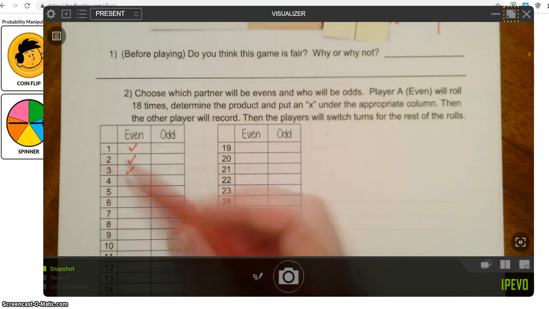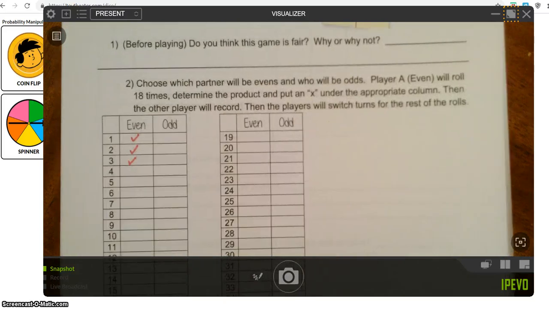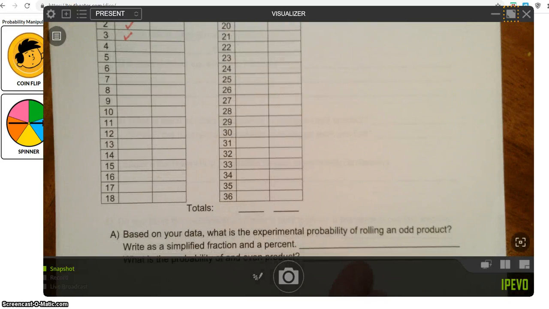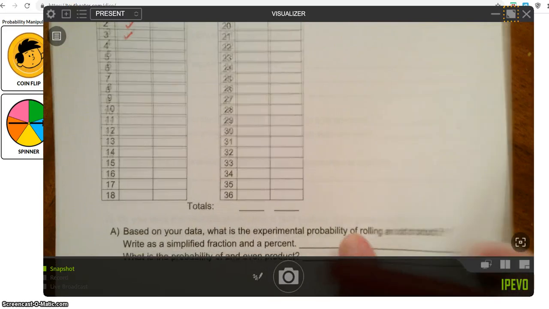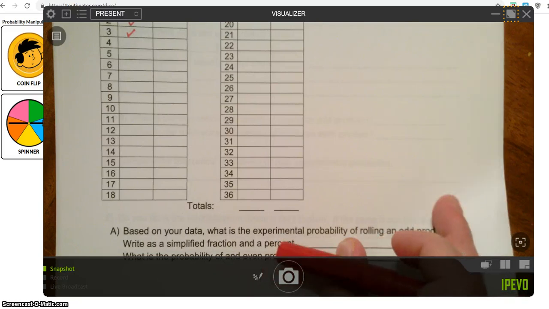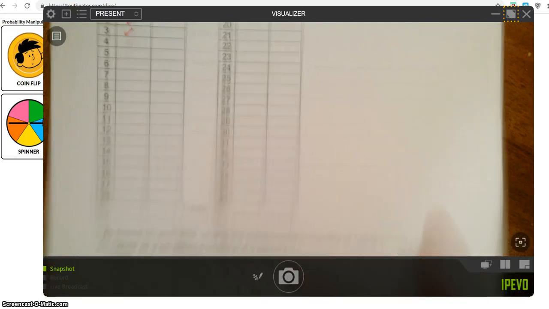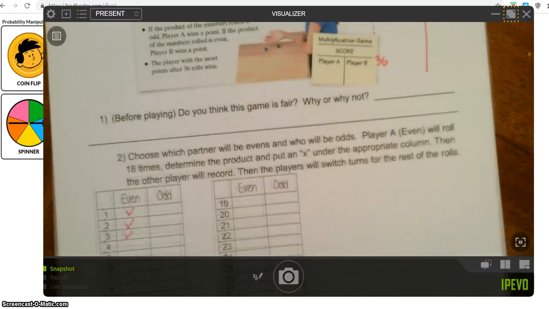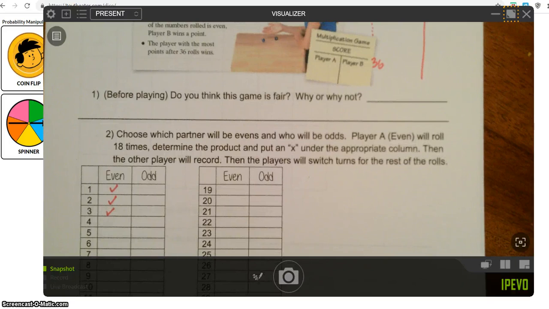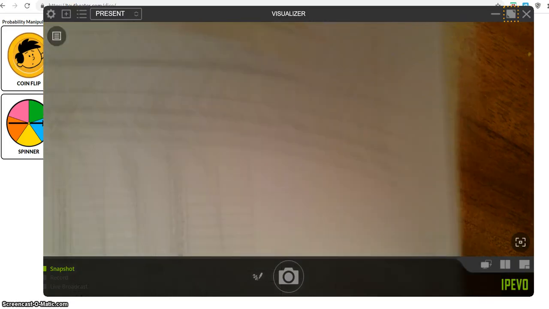Okay? So basically, 1 through 36, you are rolling until you get all of your answers. Okay? So I want you to pause the video and do that. Now, I should have had you do this before, but maybe you did it before you started this. It was, do you think this game is fair? Why or why not? Okay? We'll do that in class.